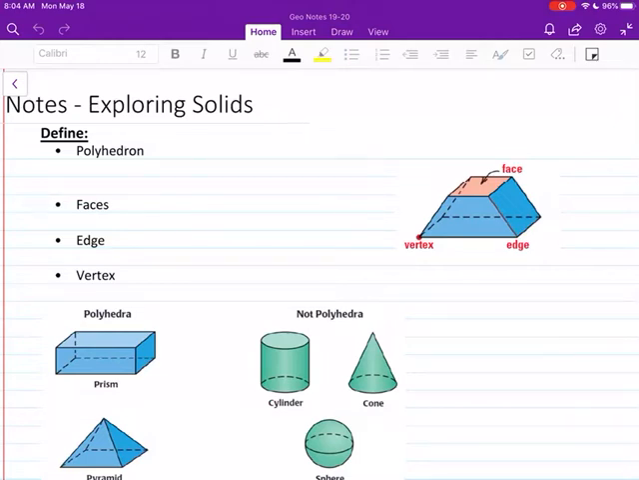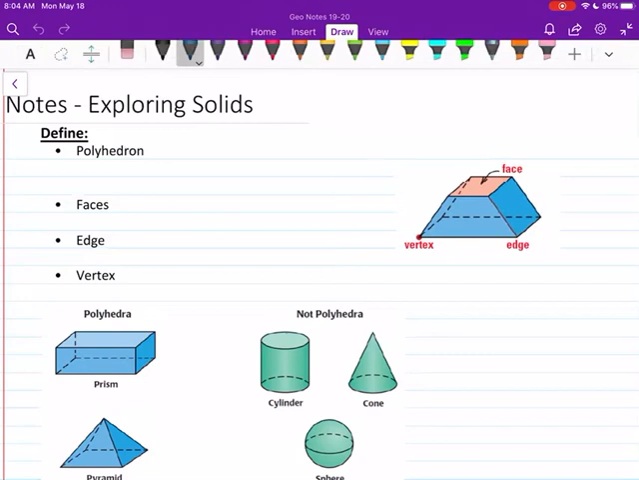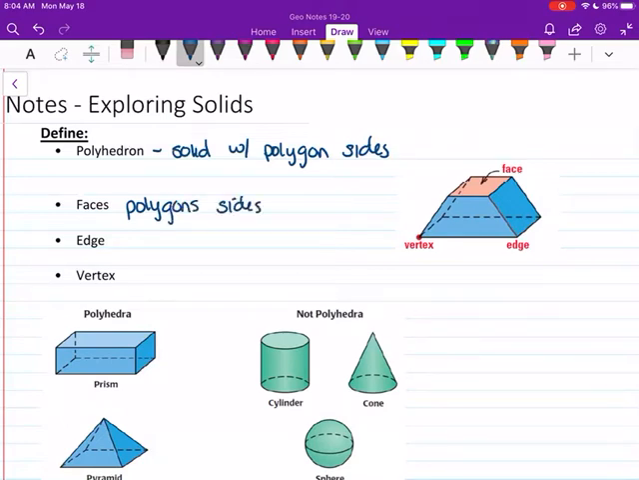Okay, moving on. So today, exploring solids. A polyhedron is a solid where all the sides are polygons. Okay, solid with polygon sides. The faces are the polygons. Okay, those are the sides.